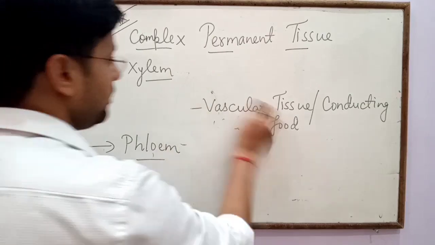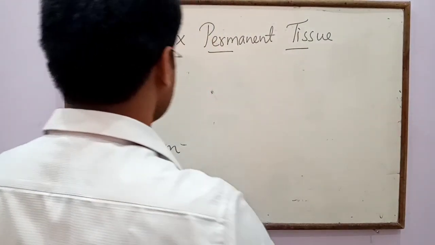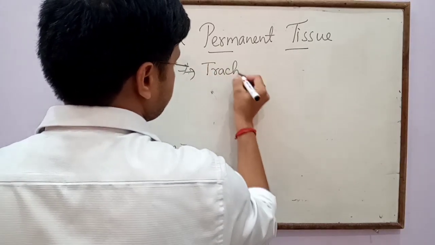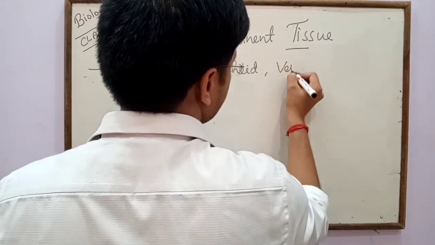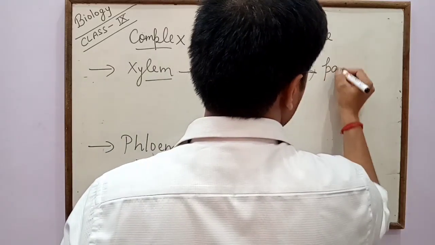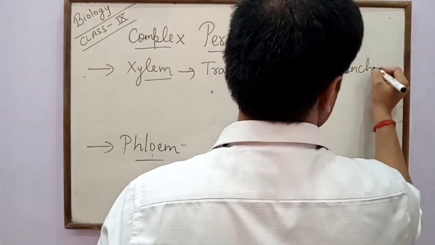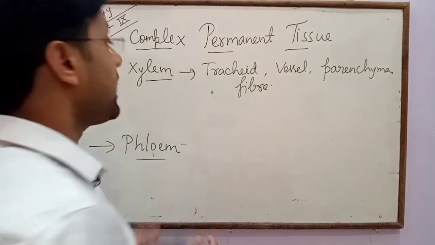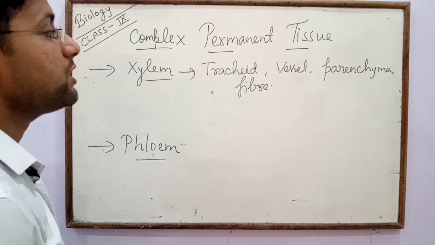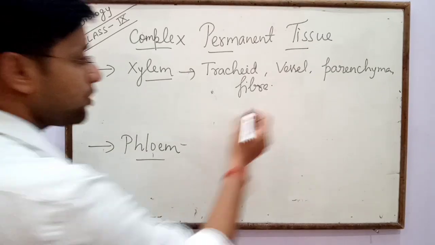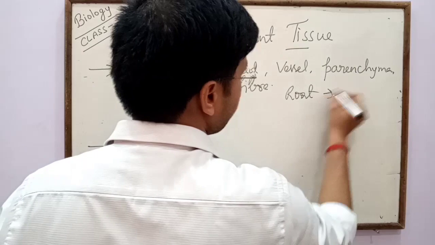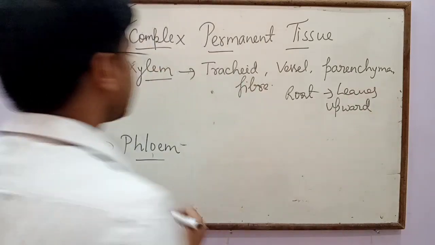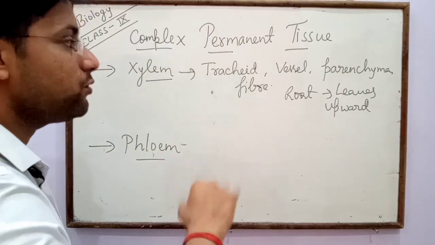In xylem, there are four main parts: xylem trachea, xylem vessel, xylem parenchyma, and xylem fiber. Xylem is responsible for conduction of water from root to leaves, only in the upward direction. So xylem helps in the conduction of water from root to the leaves.